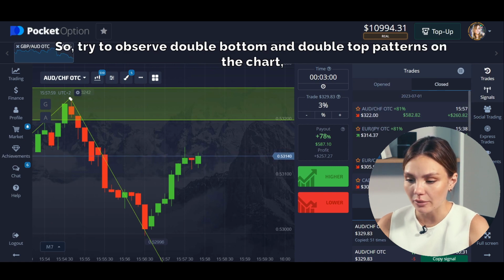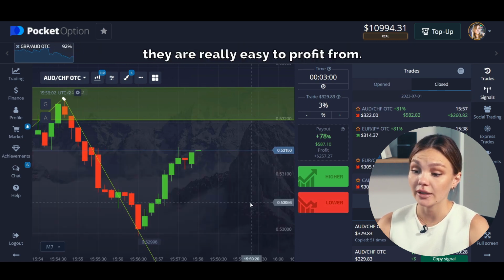So try to observe double bottom and double top patterns on the charts. They are really easy to profit from.